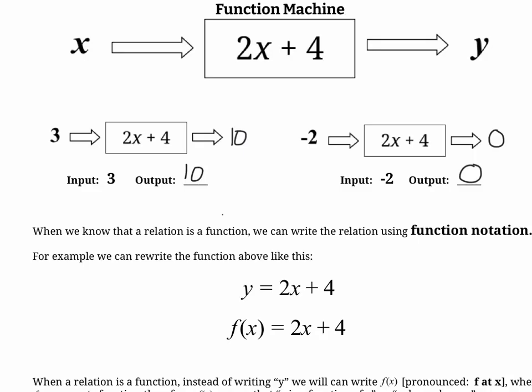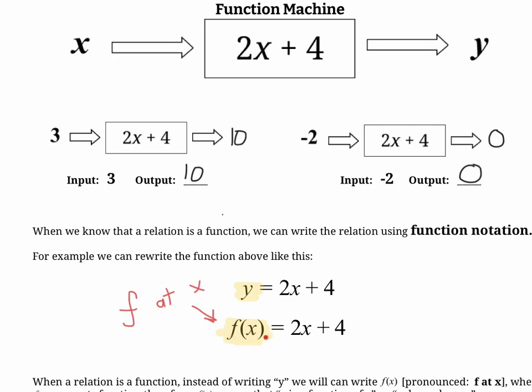So when we know a relation is a function, we can write it in something called function notation. So we can take this line, which we already know is a function, and we can write it like this. As you can see, this right side of the equation looks exactly the same. The difference is right here. Instead of y, we have this f bracket x. In English, we say that is called f at x.